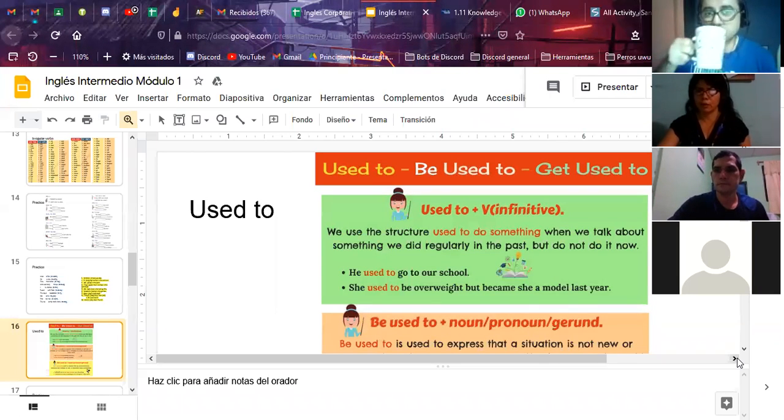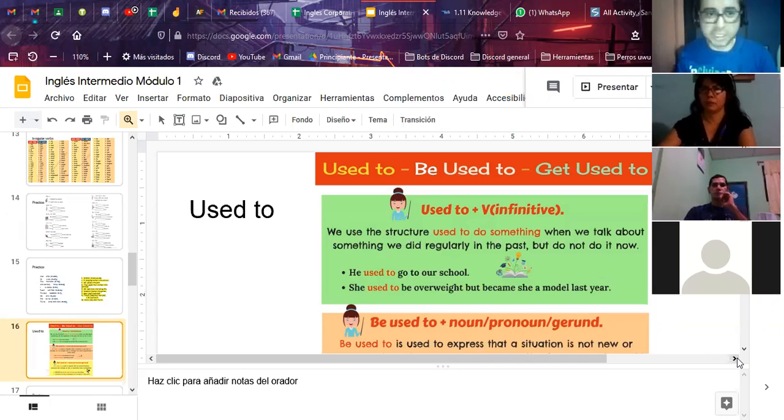Yes, but in the platform it was only about the used to, not be used to or get used to. That's why we are here, because we are going to learn more, okay? So yes, the first one is the one that is in the platform. We're going to use only used to when you are talking about a change, right? You did something in the past, but now you don't do it anymore. Or the opposite. You didn't do something in the past, but now you do it. So for example, there it says, he used to go to our school. That means that that is not happening anymore, right? The other example says, she used to be overweight, but became a model last year.